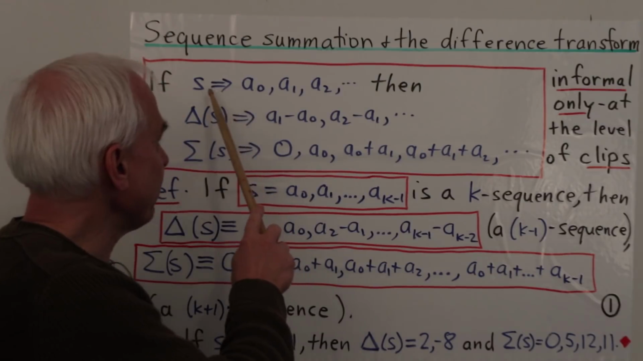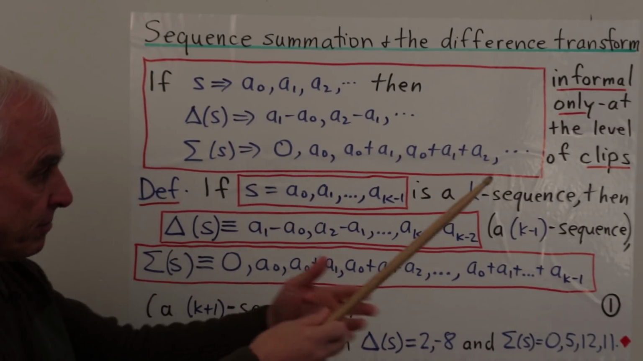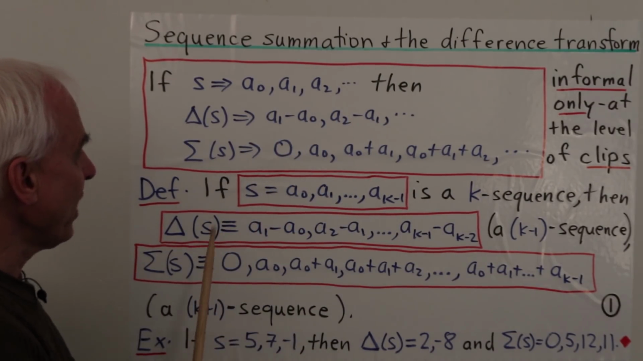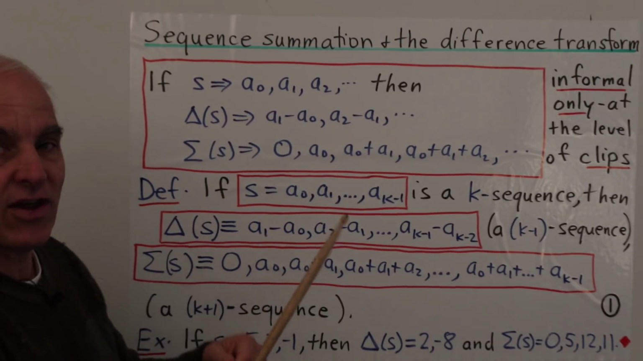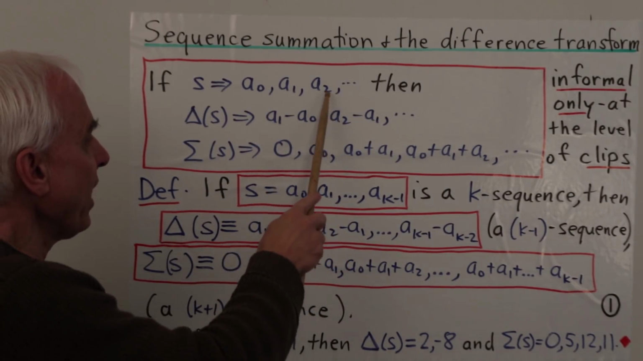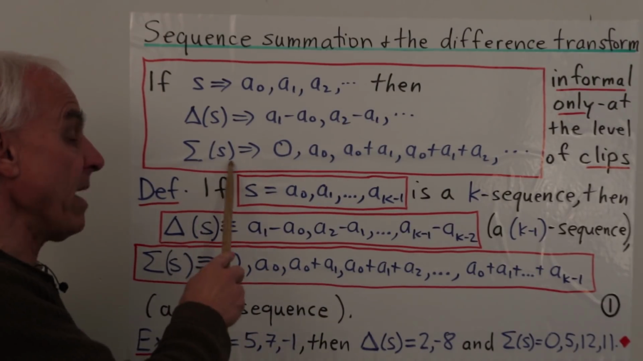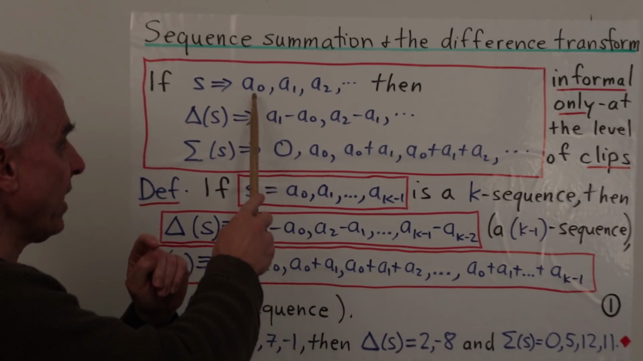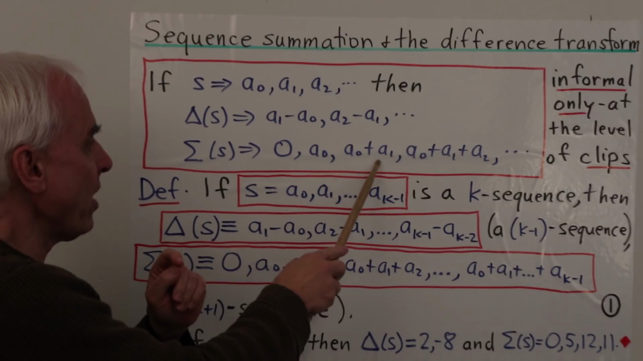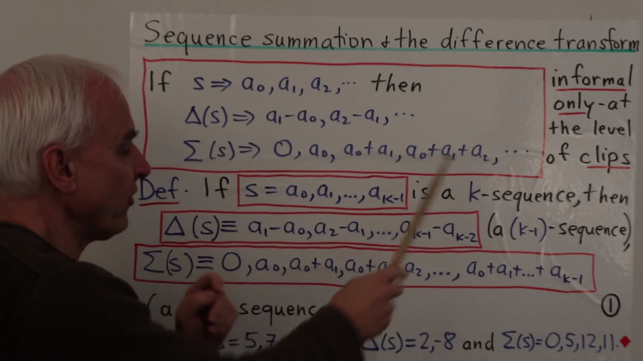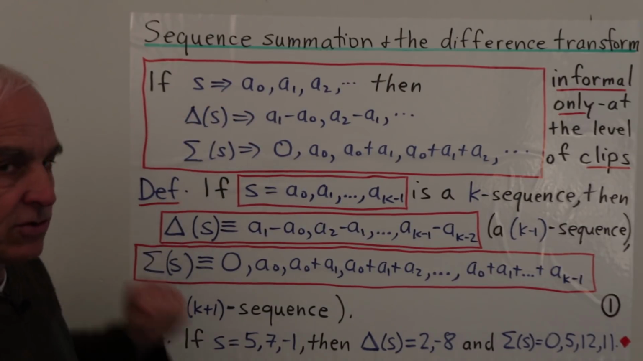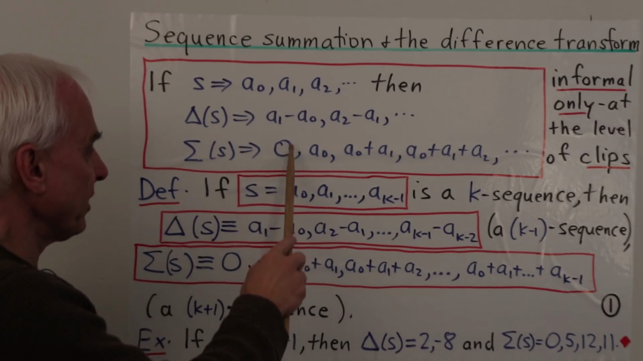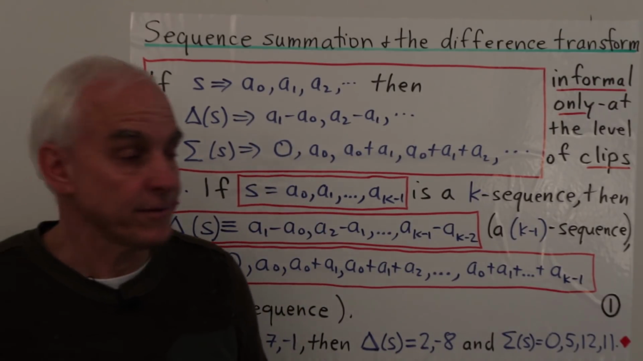So somewhat informally, if we have a sequence represented by a clip, or just a bunch of numbers in a row, three dots, say A0, A1, A2, and so on, then the difference operator is the sequence of successive differences, A1 minus A0, A2 minus A1, and so on. While the summation is the sequence of successive partial sums, starting always with 0, and then A0, and then A0 plus A1, and then A0 plus A1 plus A2, and so on. And our convention is to always start sequences with index 0, unless otherwise stated.